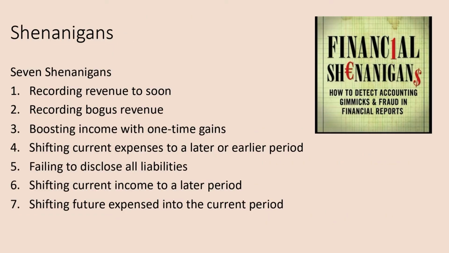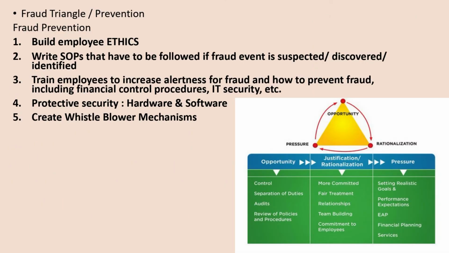Financial shenanigans means actions or omissions designed to hide or distort the real financial performance or financial condition of a company. There are seven shenanigans. First, recording revenue too soon. Second, recording bogus revenue. Third, boosting income with one-time gains. Fourth, shifting current expenses to a later or earlier period. Fifth, failing to disclose all liabilities. Sixth, shifting current income to a later period. And last, shifting future expense into the current period.